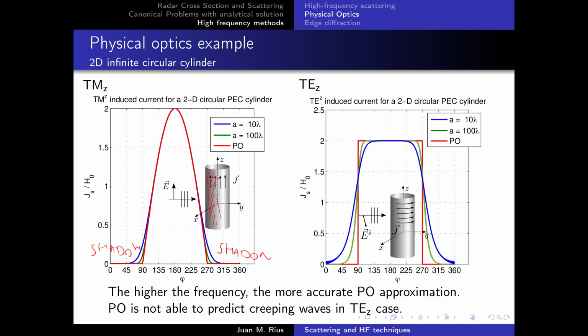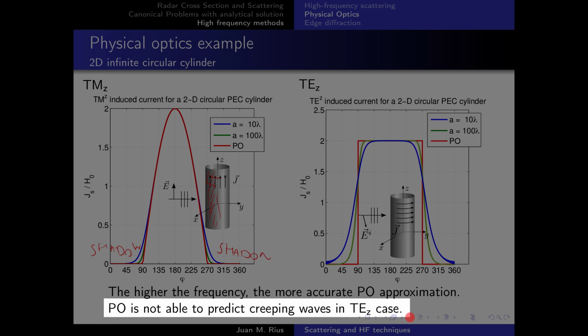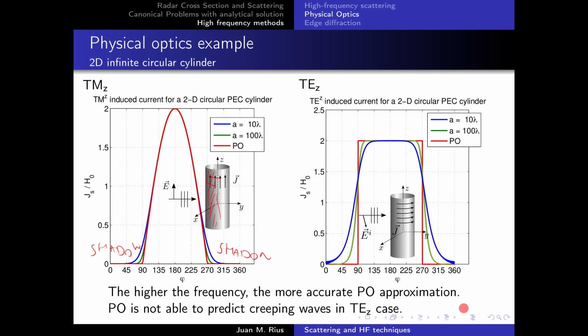Okay, so physical optics is an approximation valid for very high frequency, but anyway it works quite well for surface sizes and radius of curvature of just a few lambda. Anyway, it's not able to predict the creeping waves in the TE case, but the larger the object compared with lambda, the less important are the creeping waves.